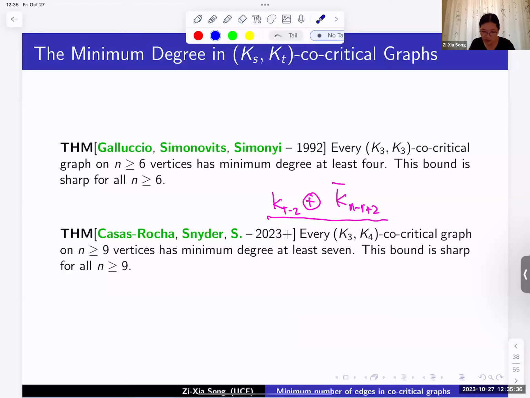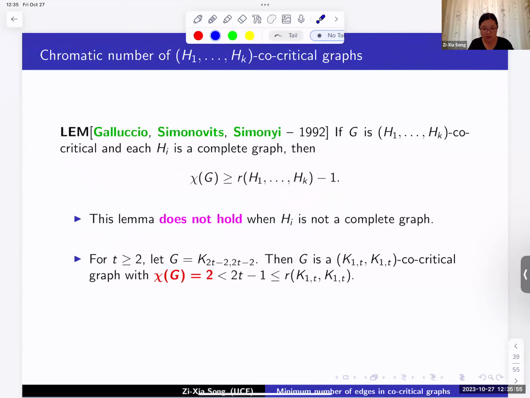So there is a study of minimum degree for co-critical graphs, as it was studied for Ramsey minimum graphs. Now, for the remaining time, let me tell you our proof strategy here. To prove the minimum degree, we need to use an observation made in their paper. So I put it as a lemma. I'm going to provide a proof later on because this lemma is only true when each H_i is a complete graph. You actually can say something about its chromatic number.